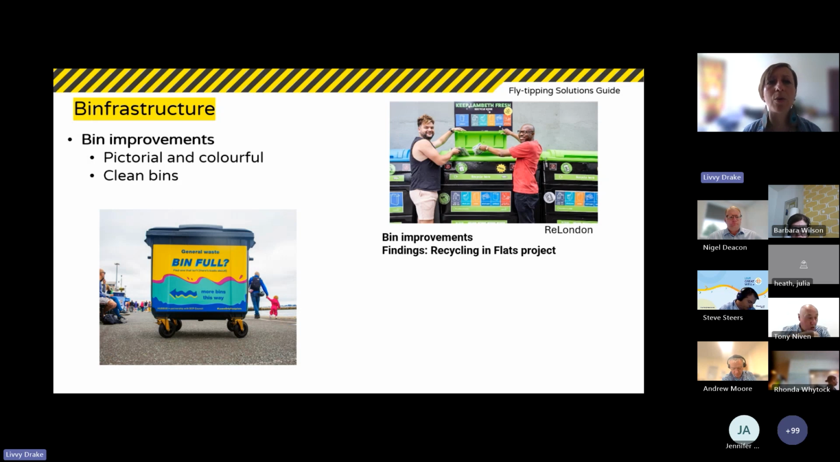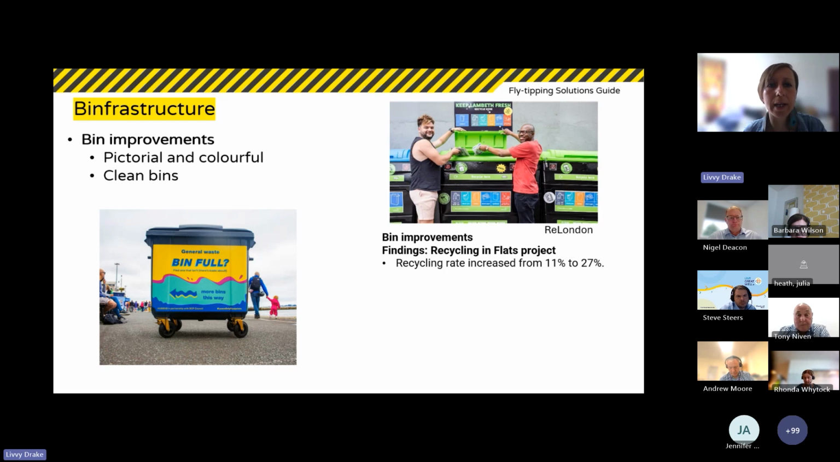Clean bins. One of the things around the Re-London work, where they tidied up the bins and made them more colourful, was they also cleaned the bins. So people felt happy about using them. And that's one of the things when we go to the rollout of the new service in this social housing block, all the bins are being cleaned. That also helps to signal to people that they're cared for and that there's an effort being made, so that they are more likely to reciprocate.